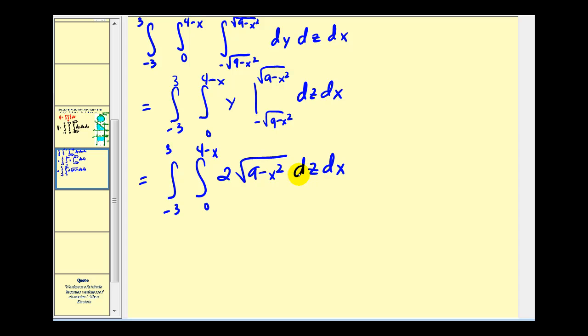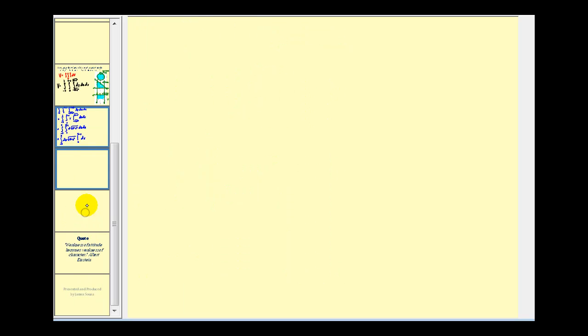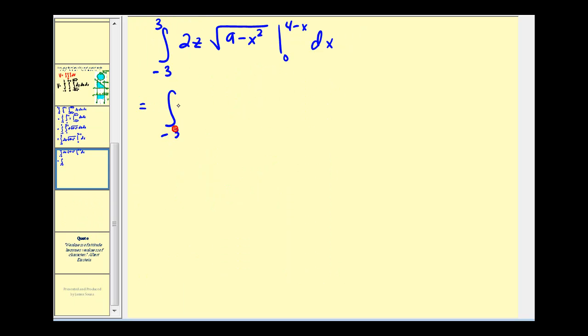Now when we integrate with respect to z, we're treating x as a constant, so we're just going to have 2z times the square root of 9 minus x squared. So now we're going to replace z with 4 minus x and then with 0. Again, let's go ahead and do that on the next slide. So we'll have 2 times the quantity 4 minus x times the square root of 9 minus x squared. And then when z is 0, this will be 0.